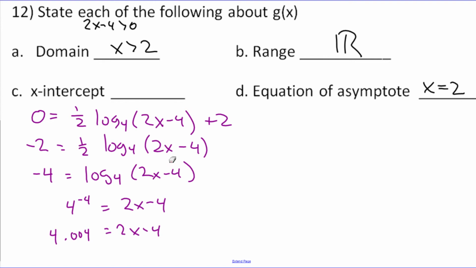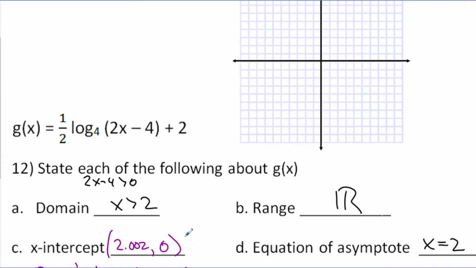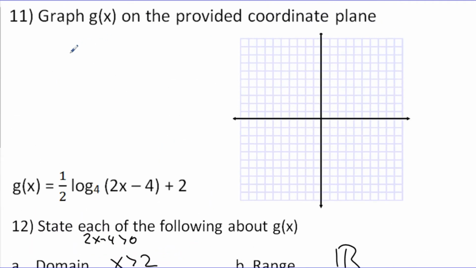I'm just going to be a little lazy and skip this step. Then I'm going to divide both sides by 2. And so it looks like my final answer is 2.002, comma 0, that's a good x-intercept. Okay, so with my graph, I'm going to say, here's my table.